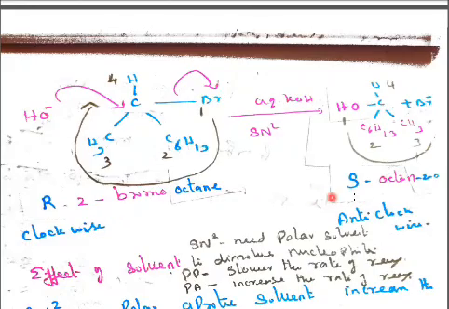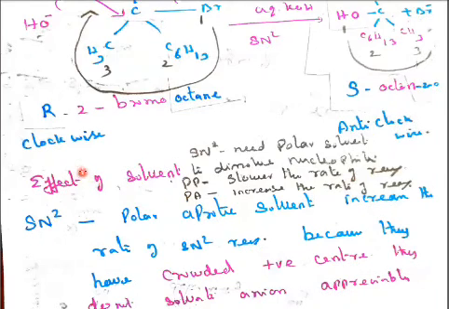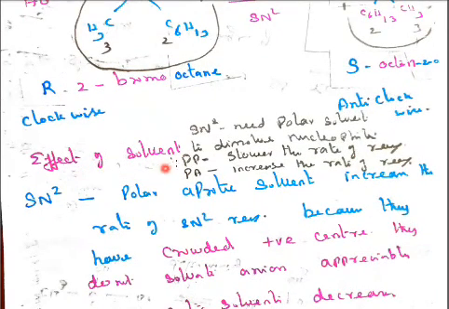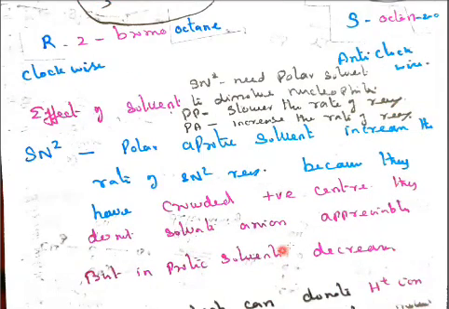The clockwise and anti-clockwise rotation substances are called optically active. Now the effect of solvent: SN2 needs a polar solvent to dissolve the nucleophiles. PP means polar protic and PA means polar aprotic. A polar protic solvent slows the rate of the reaction, while a polar aprotic solvent increases it. So a polar aprotic solvent is used in the SN2 reaction to increase the rate.